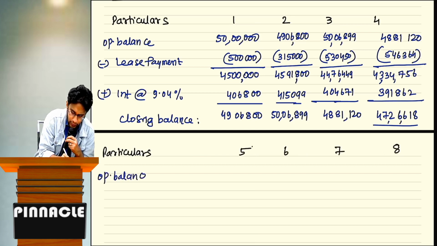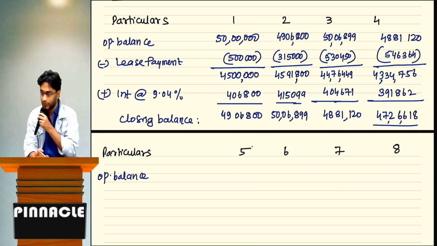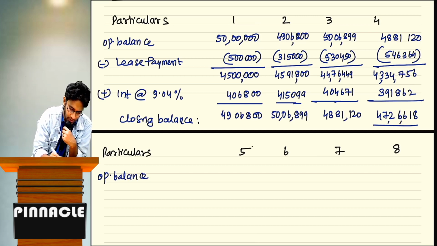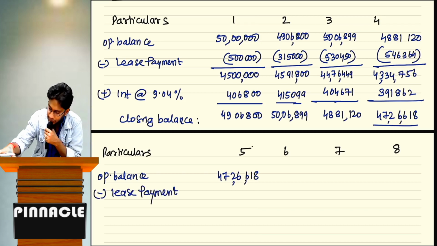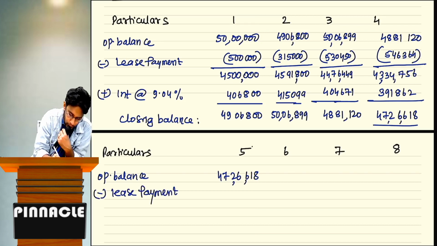Fit it normally to whatever extent you can fit, because you have to see from the screen I am writing this. Okay, opening balance at fifth year beginning is 47 lakh 26,618, minus lease payment. How much is the fifth year beginning? 5,62.